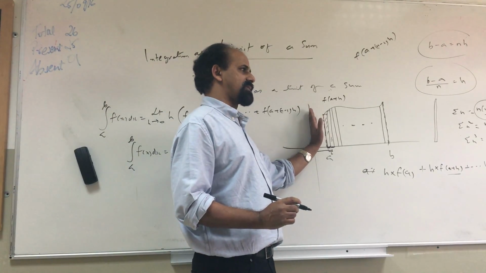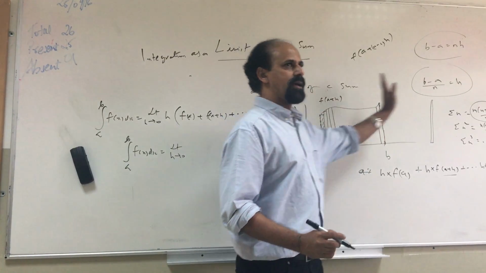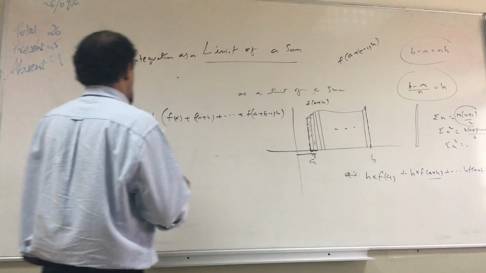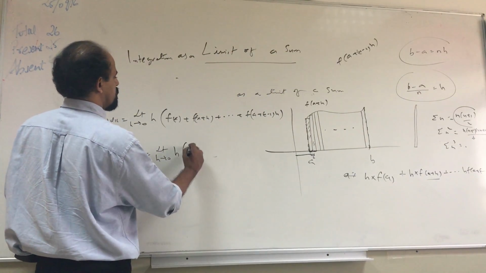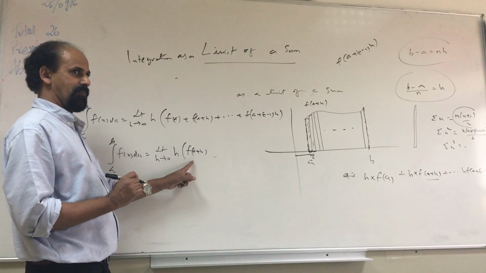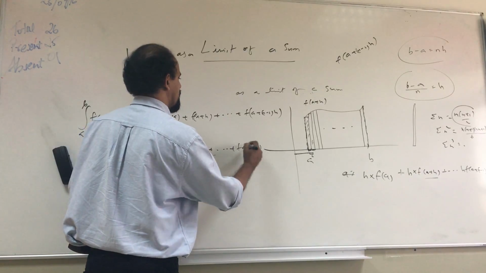I'm taking this side as the height, and the last but one I'm leaving. Instead of taking the height as this side, I go till the other. We are talking about the same rectangles. Okay? It becomes now h into f of, you're going to remember this always, starting from f of A plus h and ending with what? f of A plus nh.